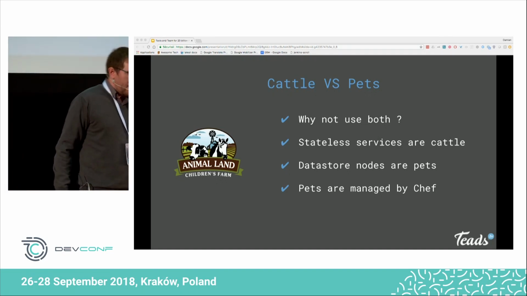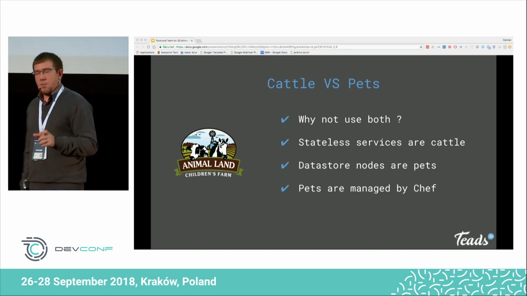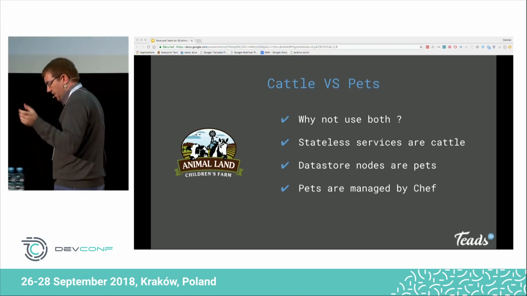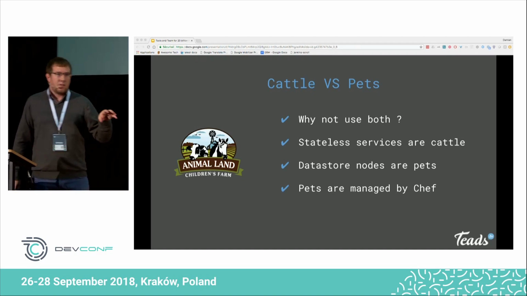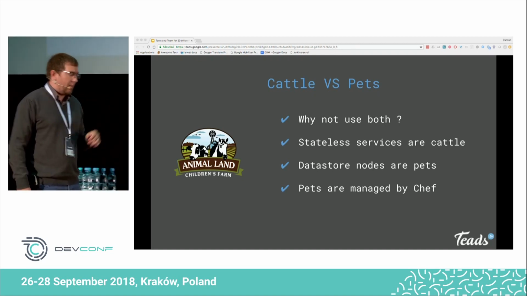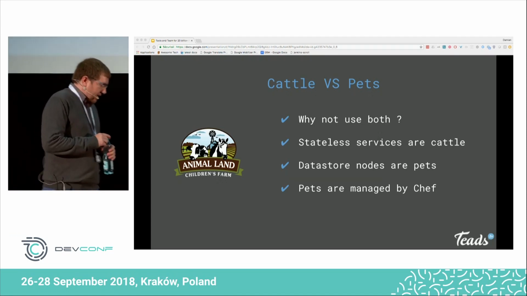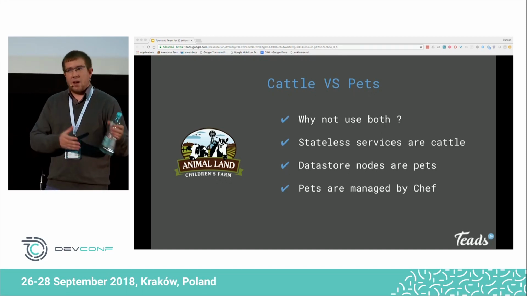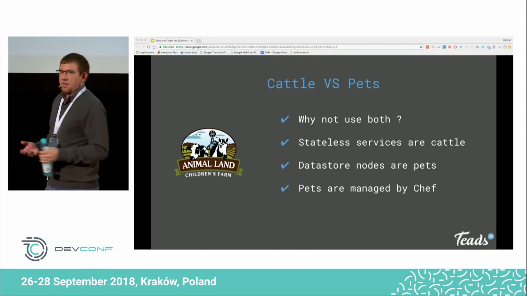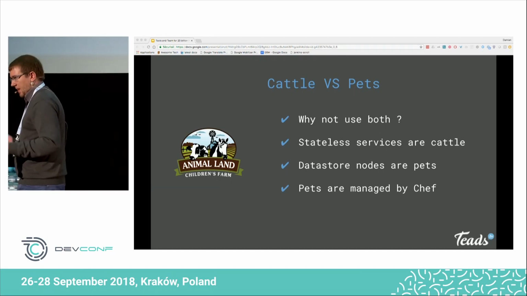And if you're familiar with the cattle versus pet paradigm, which is something like, if you're using the cloud, you should treat your servers as cattle. So if it dies, it's not a problem. You should not name them, etc. And we use both. We have cattle and we have pets, and I believe farmers do as well.